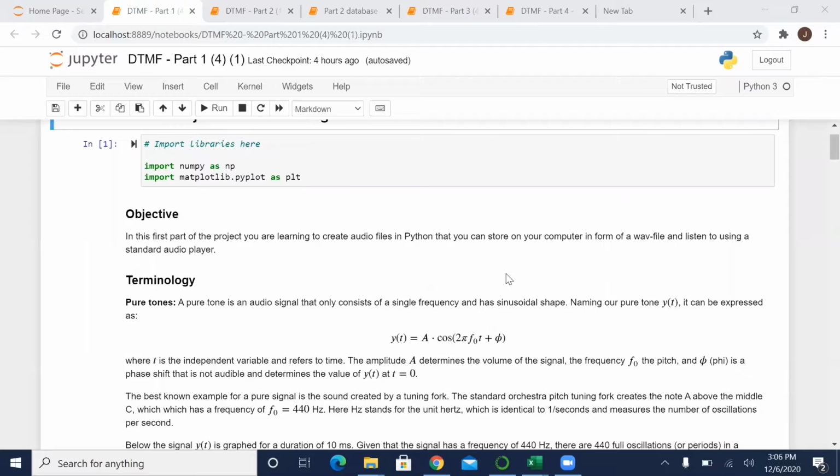DTMF, or dual tone multi-frequency, is what is used in telephone systems. The way this works is that a digit will have two tones played of different frequencies based on the row and column they are located at.